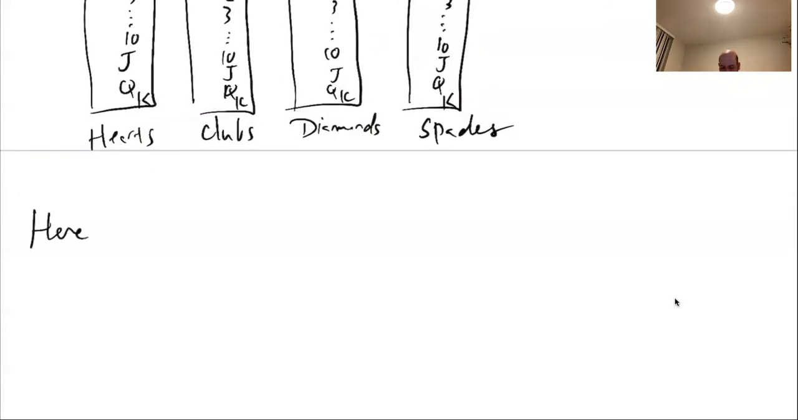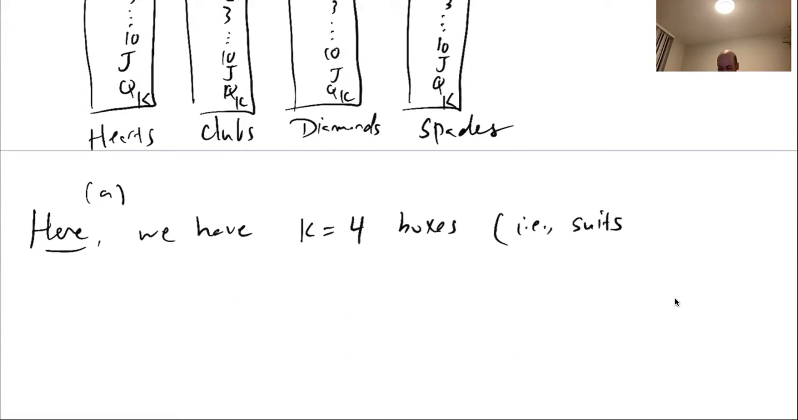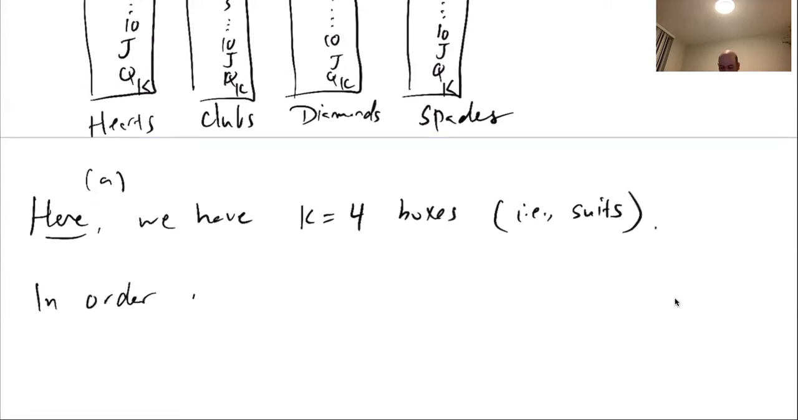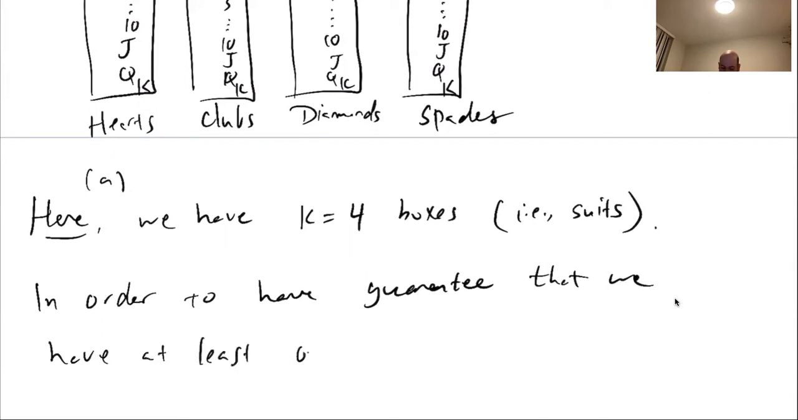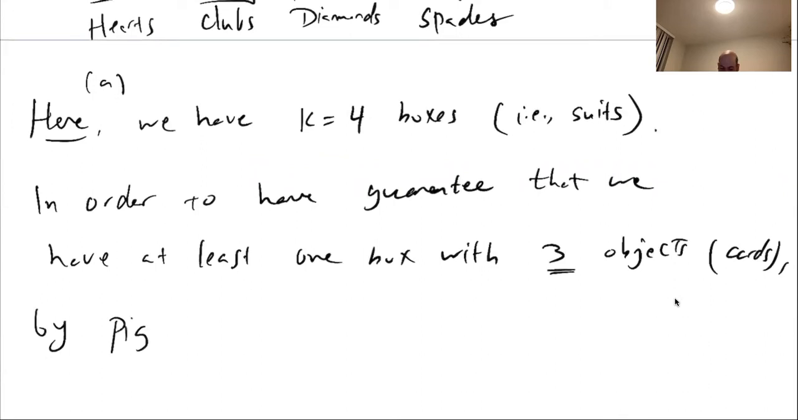So here, in part A, we have k equals 4 boxes, or suits, and in order to have a guarantee that we have at least one box with 3 objects, where the objects are cards, we use the generalized pigeonhole principle. Because the pigeonhole principle is about at least one box having at least 2 objects. If you want at least 3 objects or at least 4 objects and so on, you need to use the generalized pigeonhole principle.